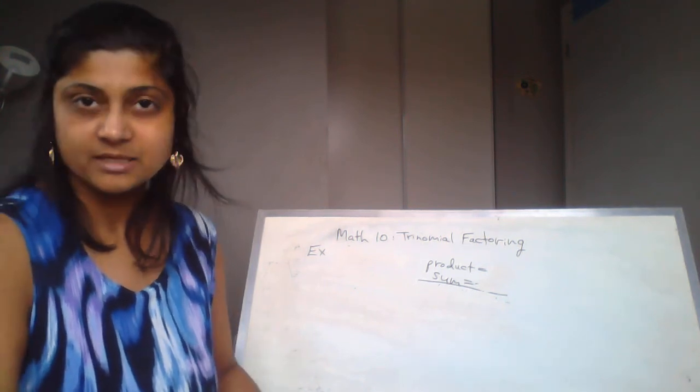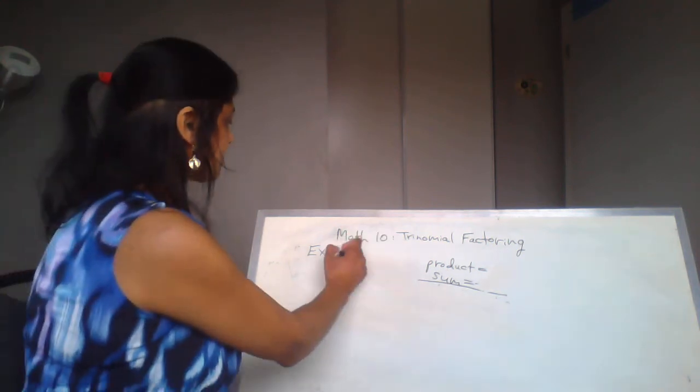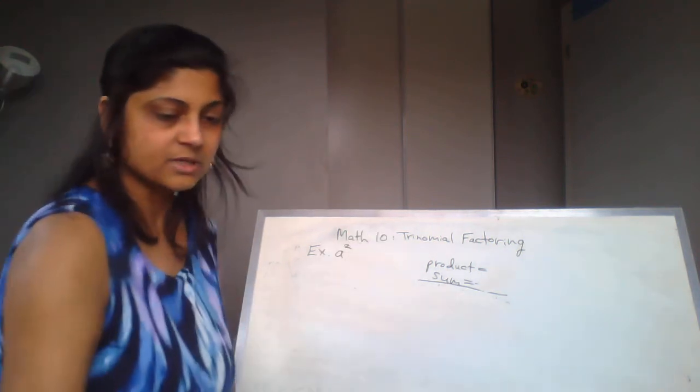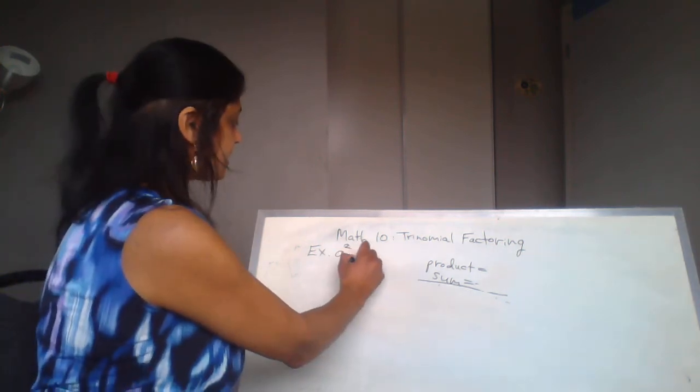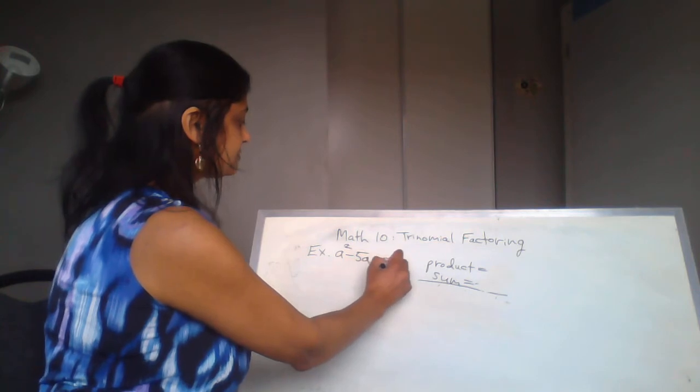These ones are kind of the same, so I want to try an example that looks slightly different. So let's maybe try this one. So I have a squared minus 5a, and then minus 24.